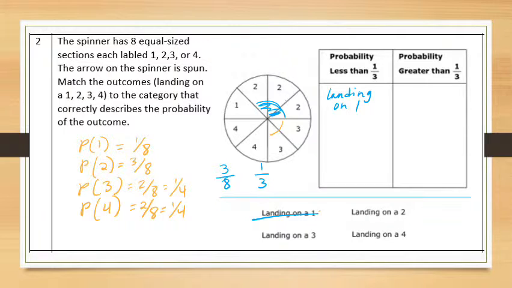So for example, 3 and 8 both go into 24. So let's convert them into 24ths. 8 times 3 is 24, 3 times 3 is 9. 3 times 8 is 24, 1 times 8 is 8. So which one's bigger, 8 24ths or 9 24ths? 9 24ths would be bigger. So that means that 3/8 is greater than 1/3. So landing on a 2 goes in the greater than 1/3 column.